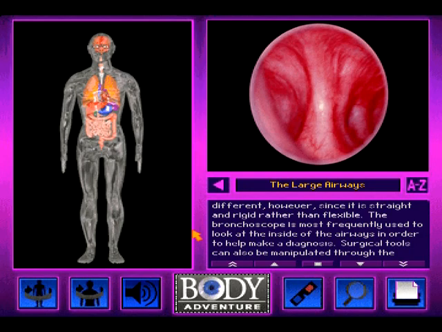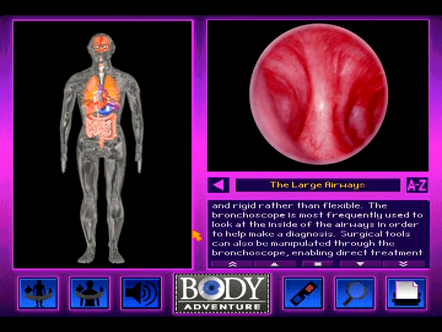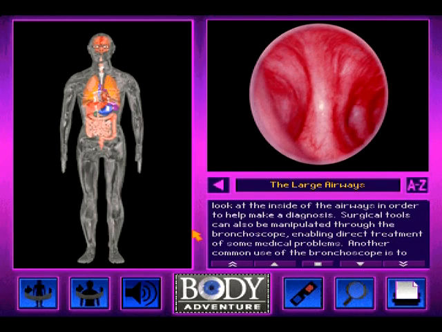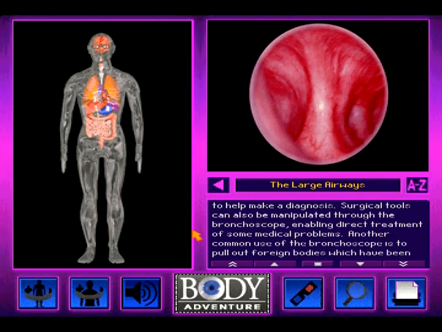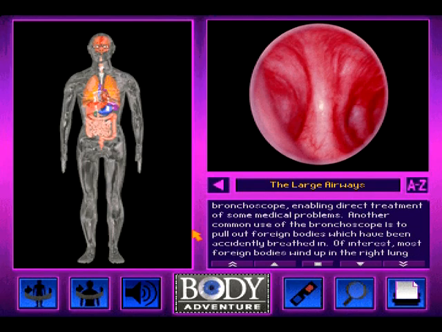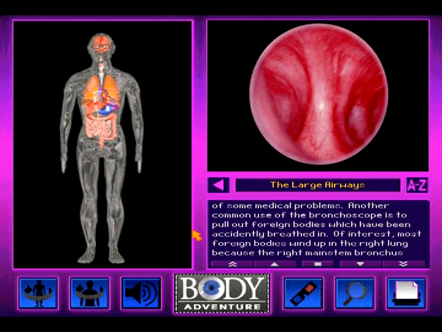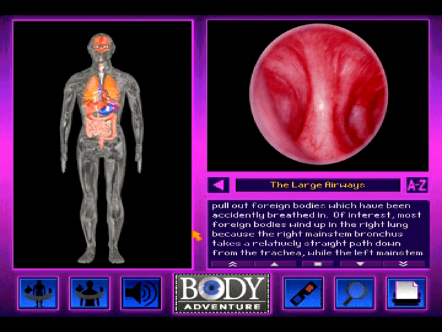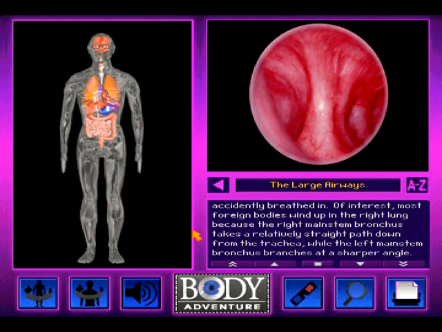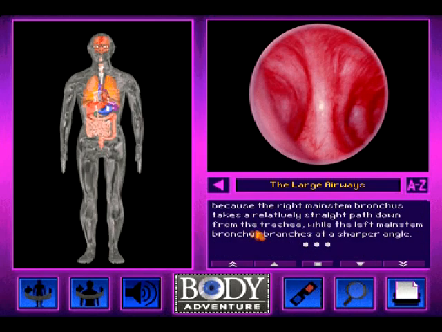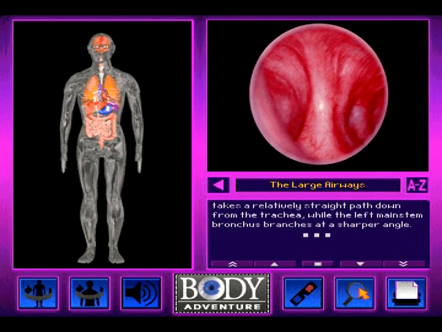The bronchoscope is most frequently used to look at the inside of the airways in order to help make a diagnosis. Surgical tools can also be manipulated through the bronchoscope, enabling direct treatment of some medical problems. Another common use of the bronchoscope is to pull out foreign bodies which have been accidentally breathed in. Of interest, most foreign bodies wind up in the right lung because the right mainstem bronchus takes a relatively straight path down from the trachea, while the left mainstem bronchus branches at a sharper angle.